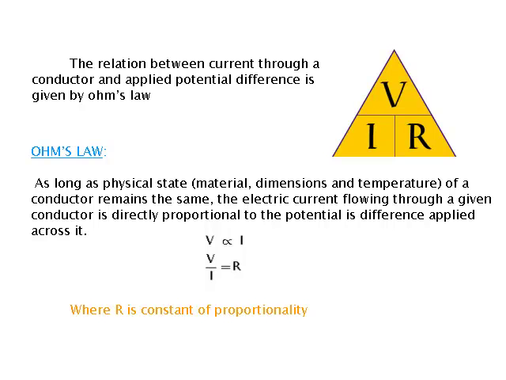Ohm's law. The relation between current through a conductor and applied potential difference is given by Ohm's law. Statement. As long as physical state, that is material, dimensions and temperature of a conductor remains the same, the electric current flowing through a given conductor is directly proportional to the potential difference applied across it. That is, V is proportional to I. V upon I is equal to R, where R is the constant of proportionality.